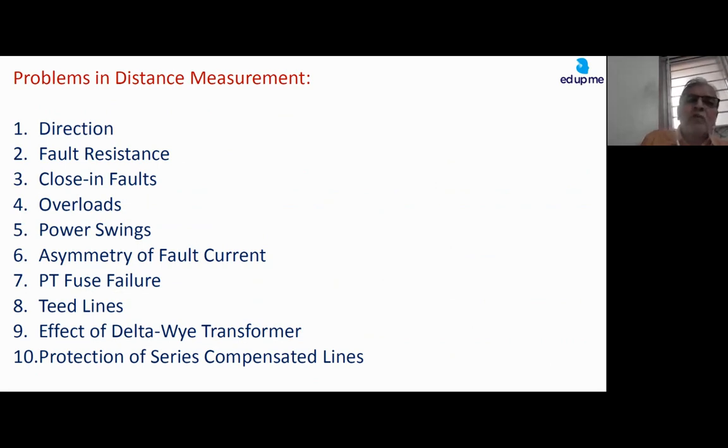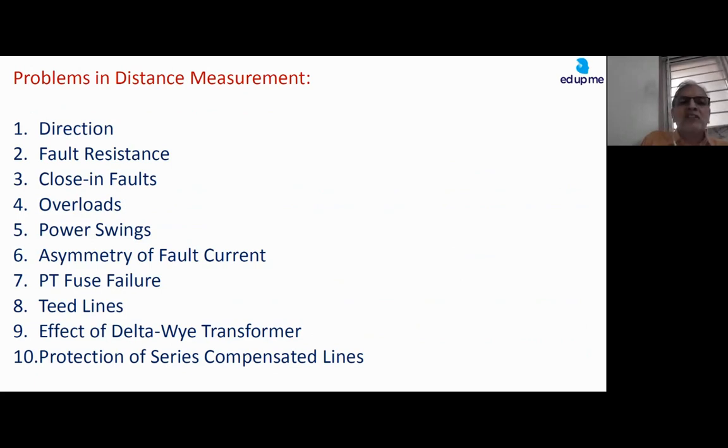And impedance from relay to fault is known. You can always find out, you can always measure. If I say that I want to protect the line from Ahmedabad to Baroda, then I know what is the impedance of that. So if the fault occurs, if the impedance is less than that set impedance, then the relay will operate. Otherwise, the relay will block. So basically, I am measuring the impedance.